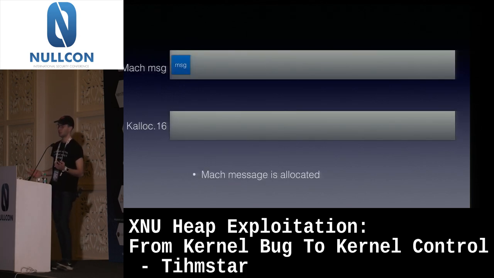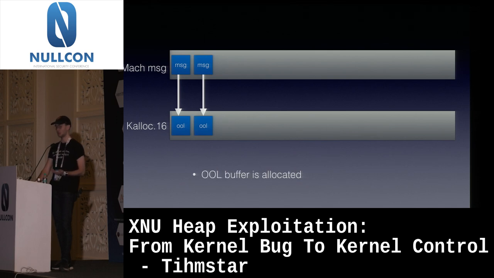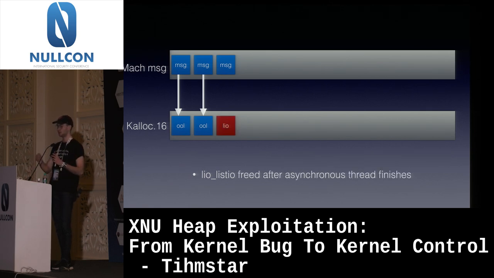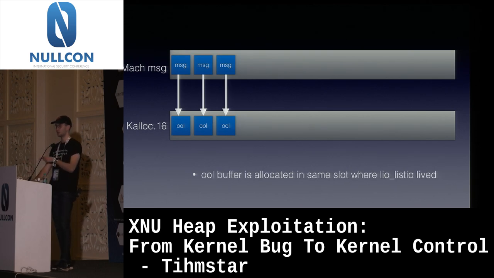So essentially, how it looks in memory: a Mach message gets allocated. Then the out-of-line buffer gets allocated. We keep sending, more Mach messages get allocated, more out-of-line buffers get allocated. And at some point, when you allocate a Mach message, a LIO object is allocated in kalloc 16, and then it's freed because the asynchronous thread finishes. But then, because of the messages we send, we reuse the same buffer; the allocations happen to fall into the same slot. And the OL buffer is there where the LIO, list IO, lived.